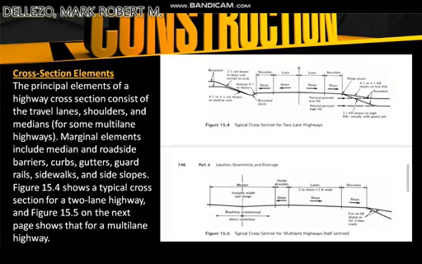So we have cross-section elements. The principal elements of the highway cross-section consist of the travel lanes, shoulder, and median. For some multi-lane highways, marginal elements include median and roadside barrier, curbs, gutters, guardrails, sidewalks, and side slope.